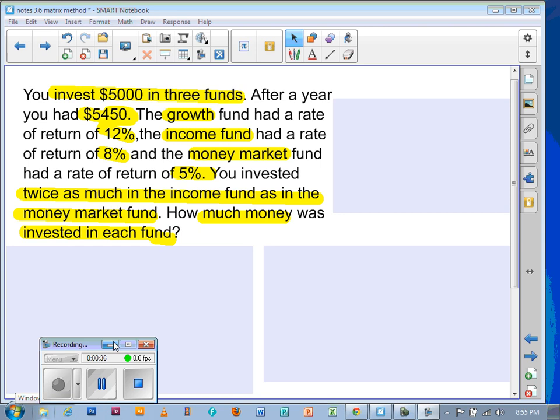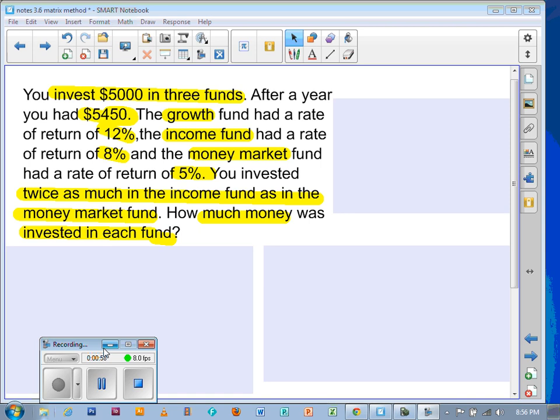Okay, welcome back. Let's read through this problem again together, and I'll highlight some of the important information that we're going to use to create our matrices. You invest $5,000 in three funds. After a year, you have $5,450. The funds are called growth fund, income fund, and money market.